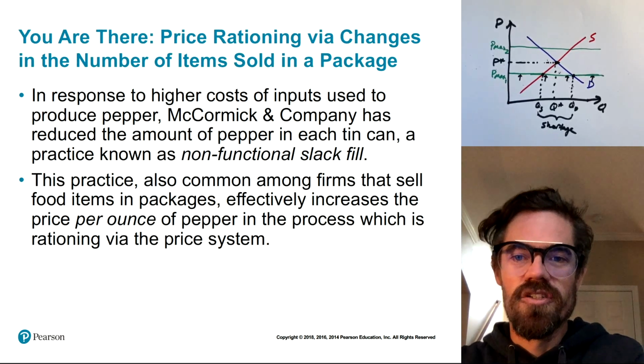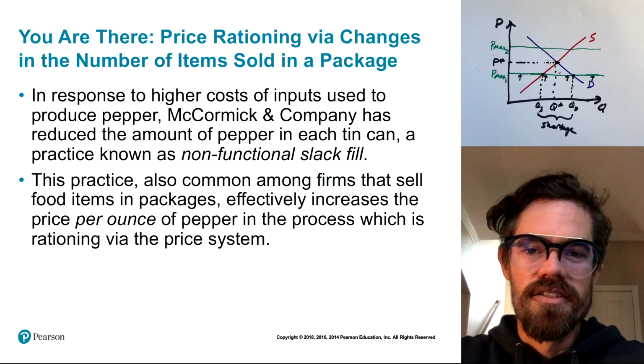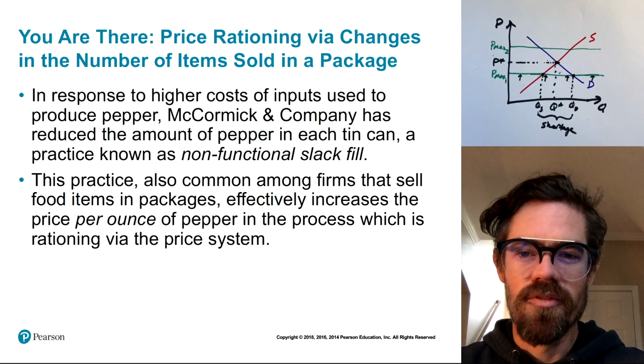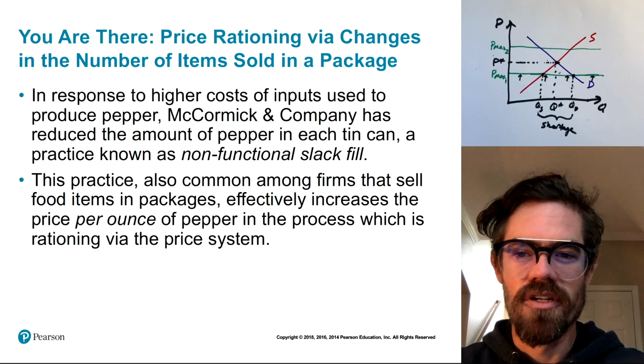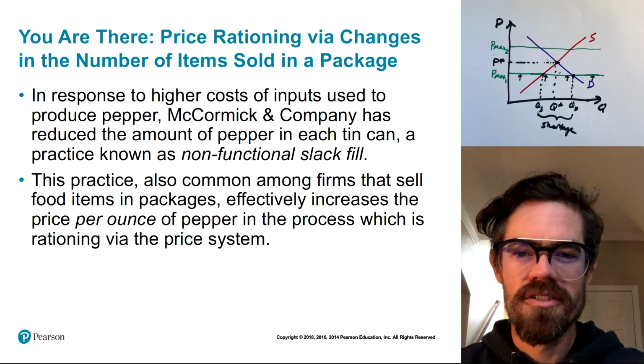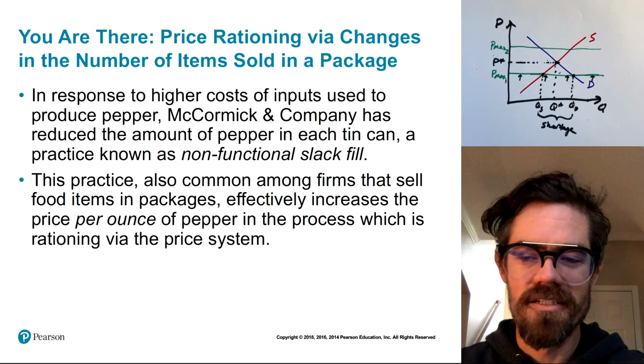All right, so this is pretty much the end of chapter 4. Okay, so let's wrap it up with this one last example here. So here's an example of price rationing via changes in the number of items sold in a package. So in response to higher costs of inputs used to produce pepper, the spice company McCormick has reduced the amount of pepper in each tin can. And this is basically a practice known as non-functional slack fill. Not something you have to memorize. Don't worry about knowing what non-functional slack fill is, but just FYI.